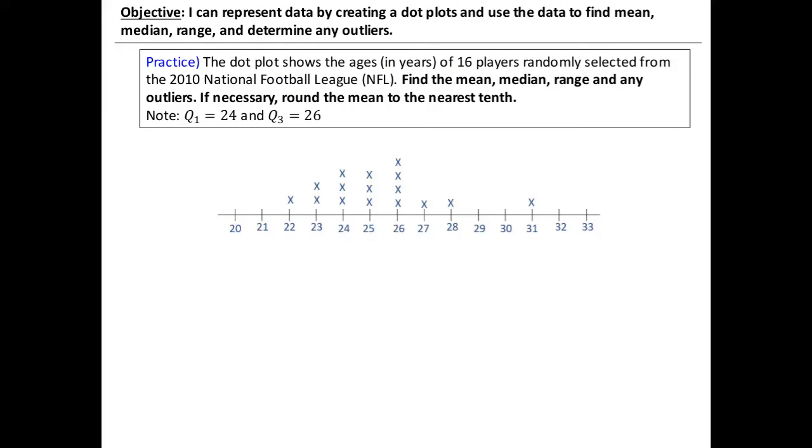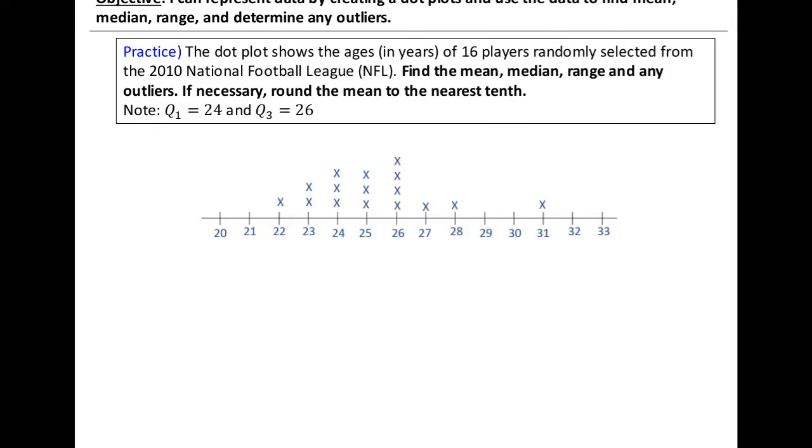I want you guys to go ahead and try with this one now. I think your fill in the blanks are Q1 is 24, Q3 is 26. You should have everything else on your paper. So go ahead and do this one. You're finding the mean, median, and range, and determining if there are outliers here.